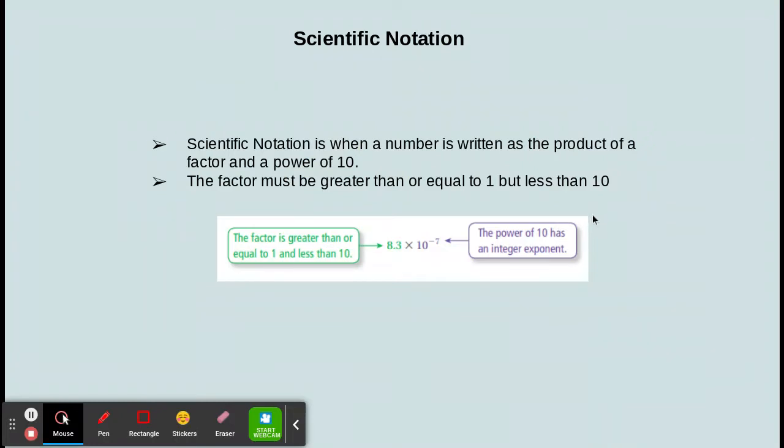Scientific notation is when a number can be written as a product of a factor and a power of 10, just like what we did in the previous section, but the factor has to be greater than or equal to 1, and less than 10. So for instance, here's our factor, 8.3. That's between 1 and 10. And then here is our power of 10.